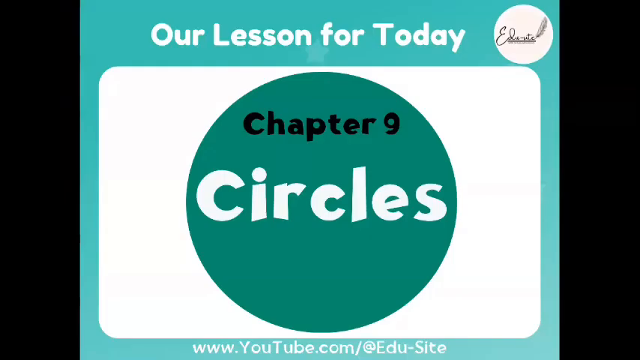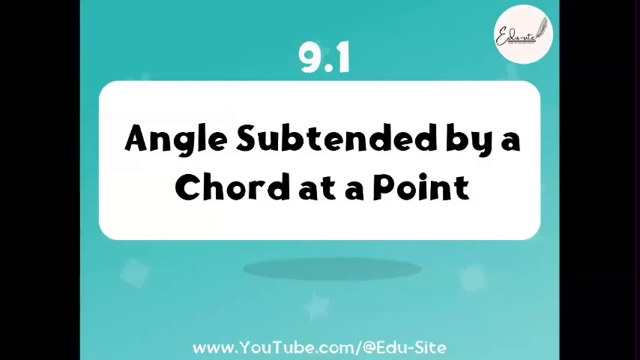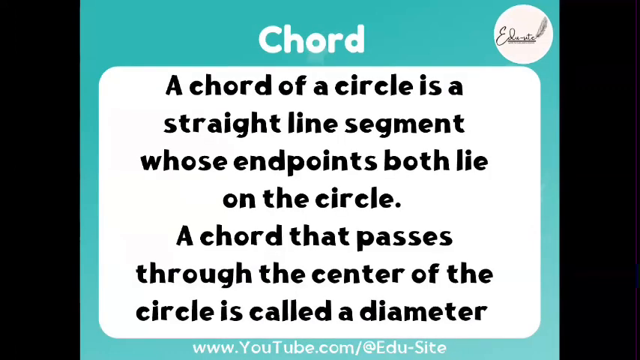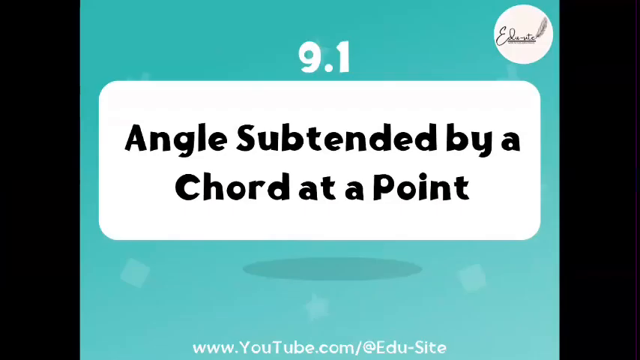So a quick recap, circles we have studied. We had studied about the chord. A chord is nothing but a line that has endpoints on the circle, on the surface of the circle. And we had studied about the angle subtended by a chord at a point. It has two theorems based on this.